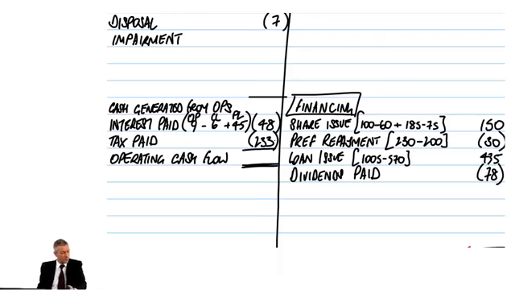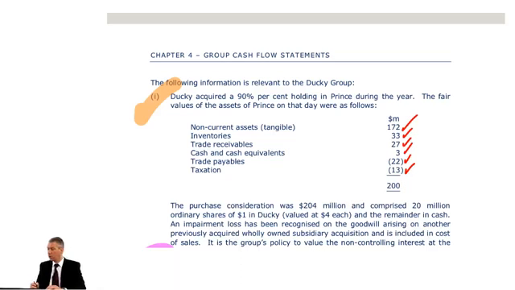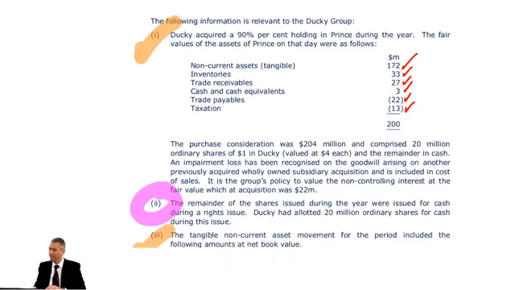But back into the question, of course, you can't buy a sub without spending some money. So continuing with paragraph 1, the purchase consideration was 204 million and comprised 20 million ordinary shares of $1 in Ducky, valued at 4, and the remainder in cash. Now that headline word, cash, is exactly the word that you look for over and over again.